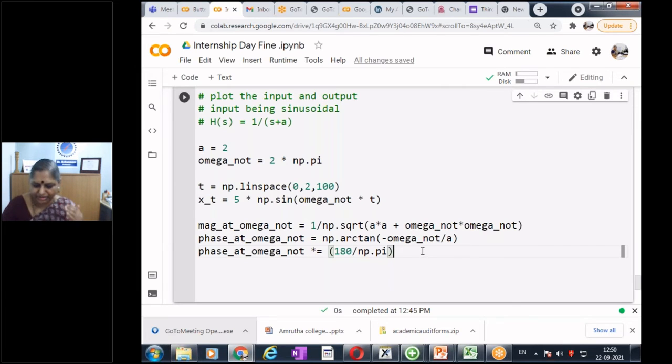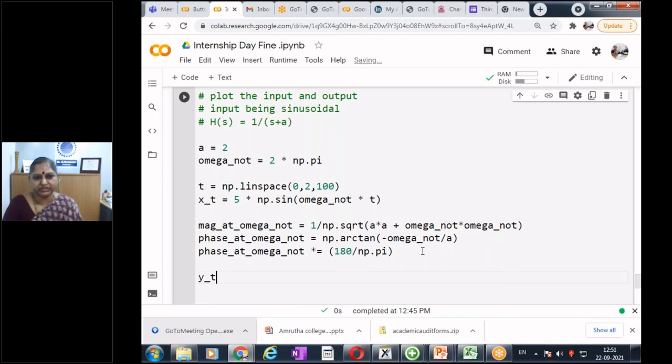I'll get this. Then what is my output y of t now? Who can tell me what y of t is? Anyone who's following? How is my output y of t going to be related to the input? X of t will get multiplied by the magnitude at omega naught. The magnitude is going to change.